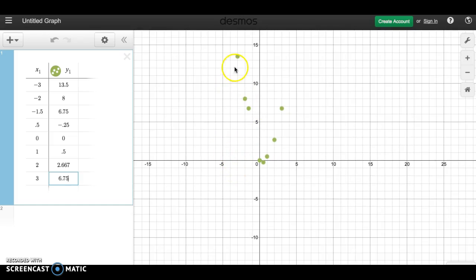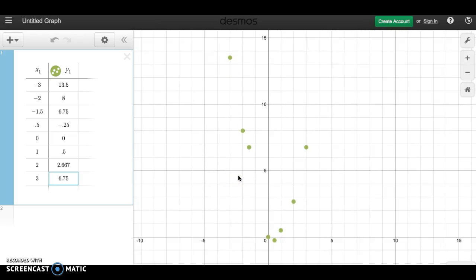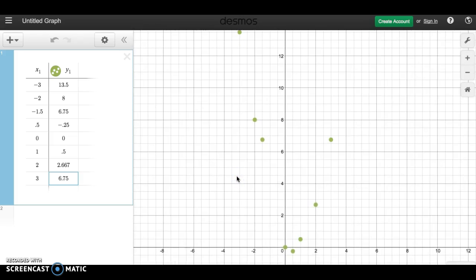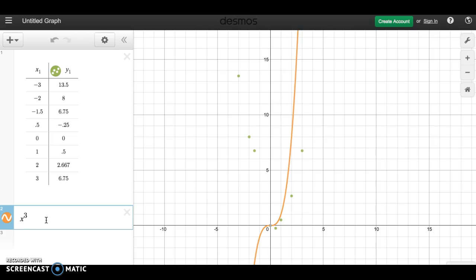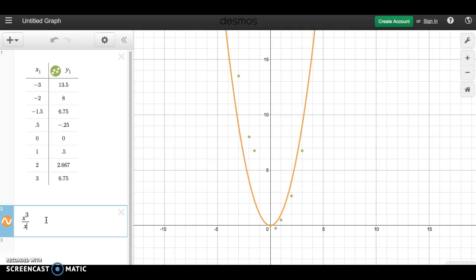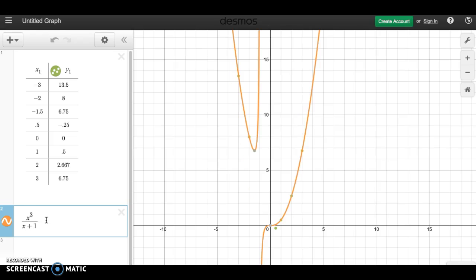Okay, so if you just look at these points, this is kind of confusing probably. You're not really sure what this all means. So I'm going to throw in the function that we had, x cubed over x plus 1.